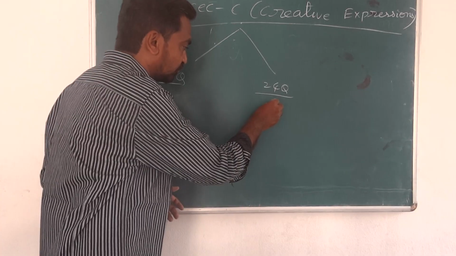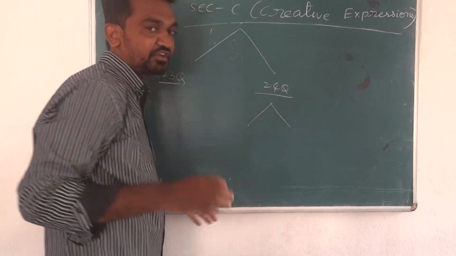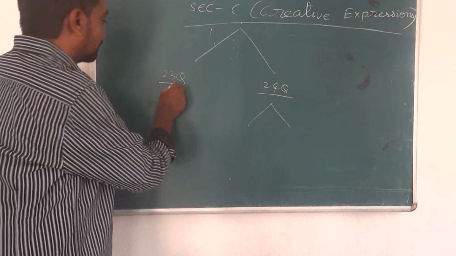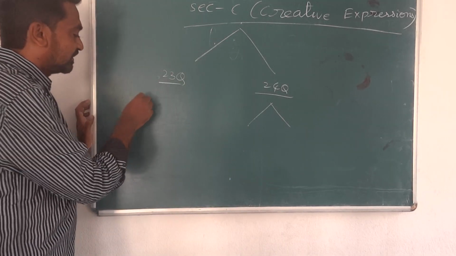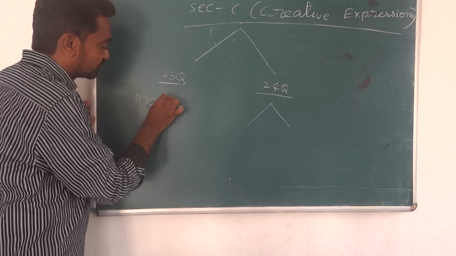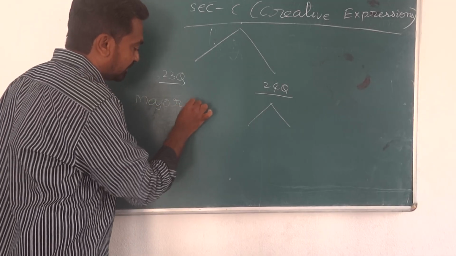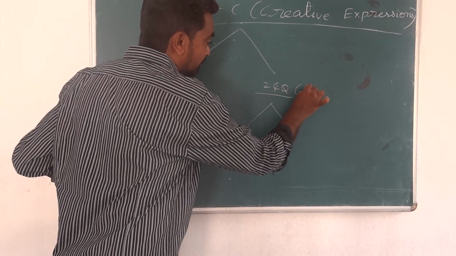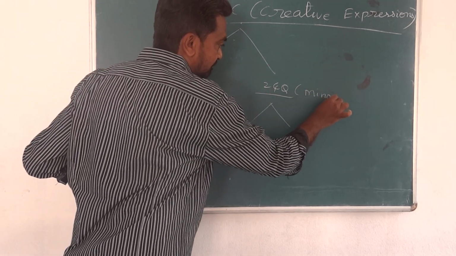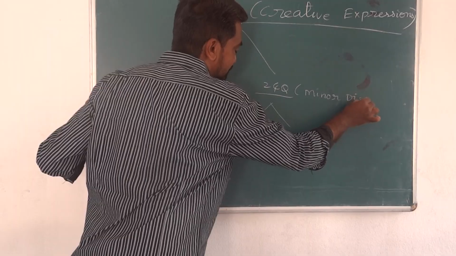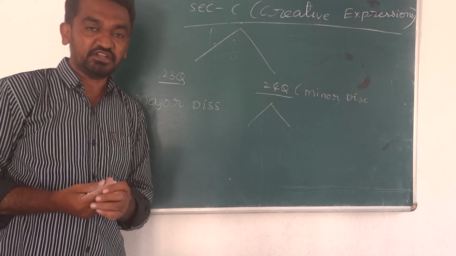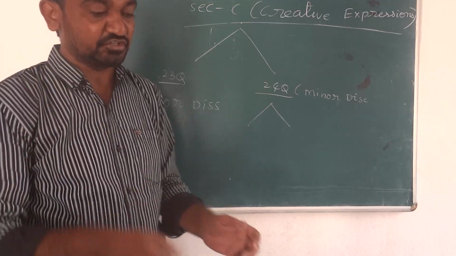There will be two questions in question number 24, and you can attend any one. Question number 23 is the major discourses, and question number 24 is the minor discourses. Major discourses and minor discourses. For example, question number 23: what are the major discourses? Let me show you that.